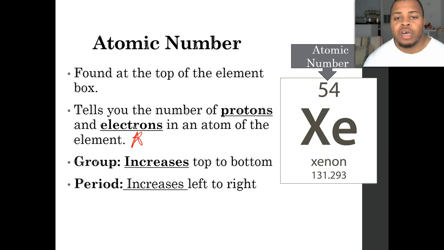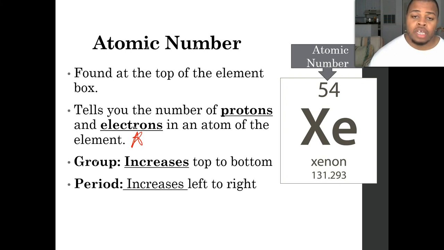Now, when we deal with what happens with atomic number in the periodic table, in the group, we're going to see that it increases as it goes from top to bottom. So from hydrogen at the top, moving all the way down to francium, we have an increase in numbers. As we go from left to right within the period, we see that it also increases. So we're going to see that again, hydrogen over to helium, we had 1 and then we had 2, and so forth.